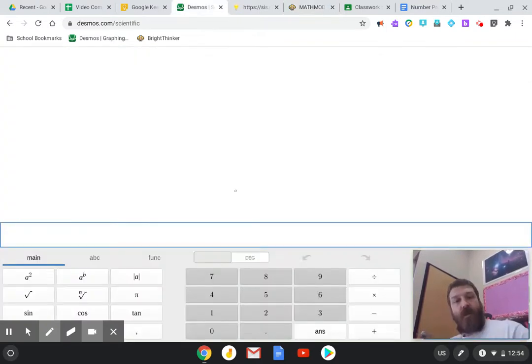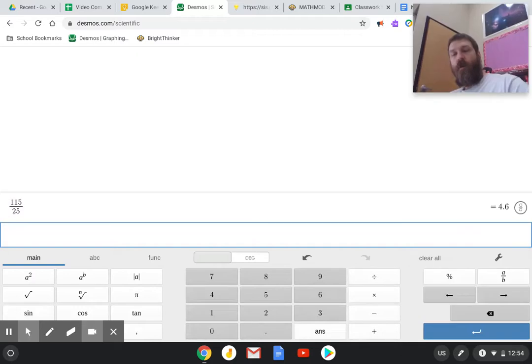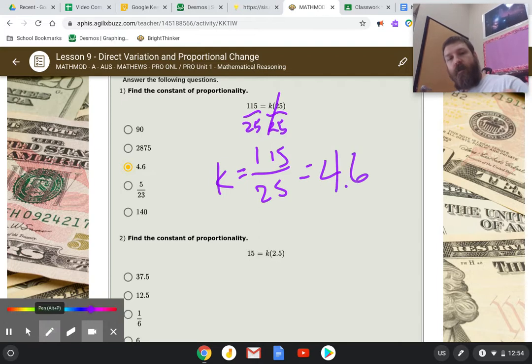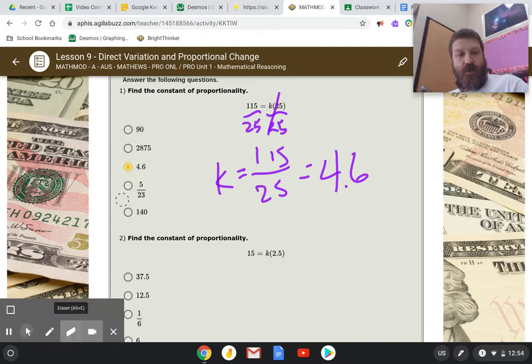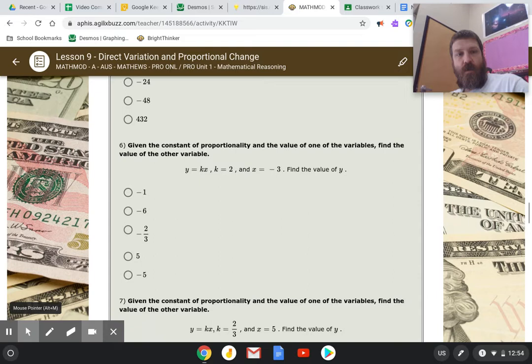So I can go over to my calculator and do 115 divided by 25. 4.6, also known as 23 over 5. So 4.6 is my answer right there. So all I've done here is just solve this little equation, 115 equals k times 25, and I solved it for k. That's all you got to do. That's all you got to do on number 2. Solve for k. Solve for k. Solve for k all the way down till you get to number 6.